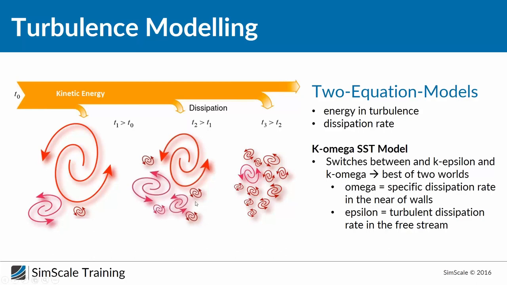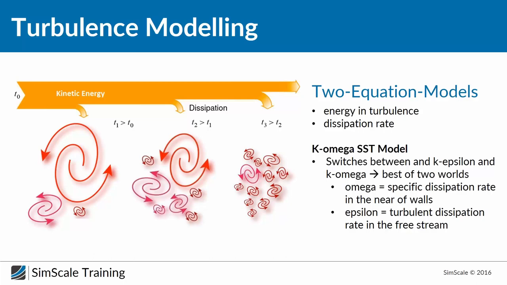Basically, what happens is I have kinetic energy in my flow, and this kinetic energy is dissipated into vortices. We start with big ones, and they become smaller and smaller, and in the end they will dissipate till they are, let's say, gone. We could now talk for hours about turbulence modeling, but let's make it crisp, because we want to make you CFD experts for the student, and not CFD experts for theory.